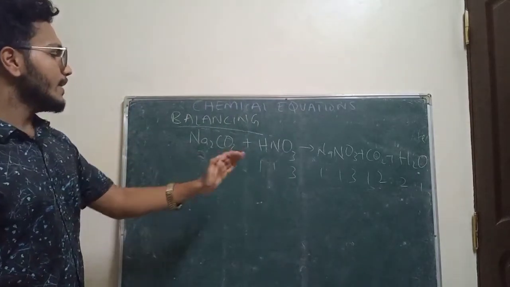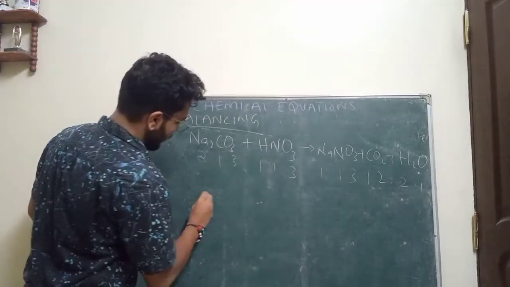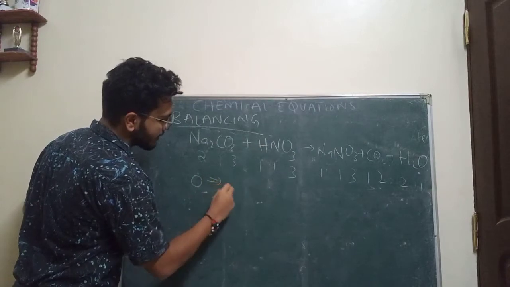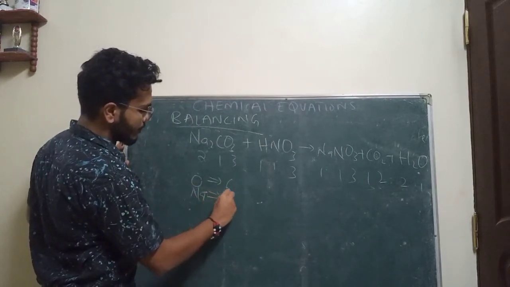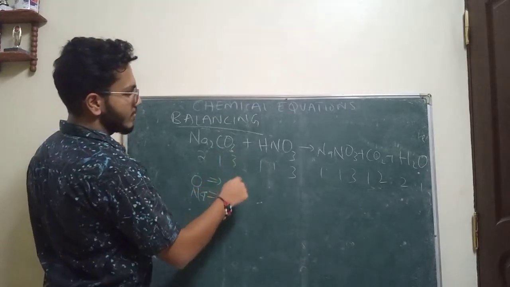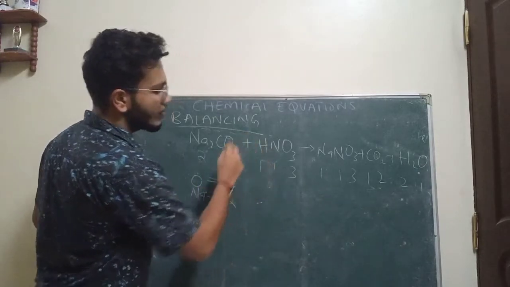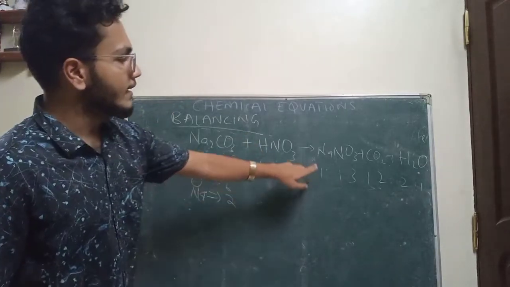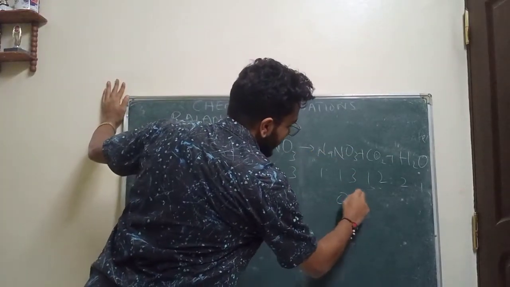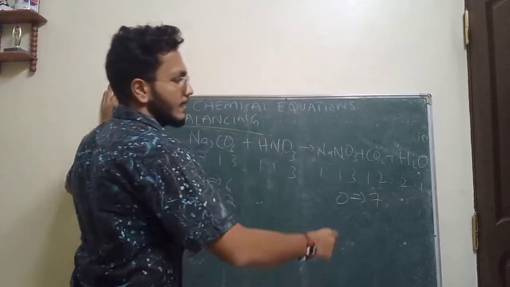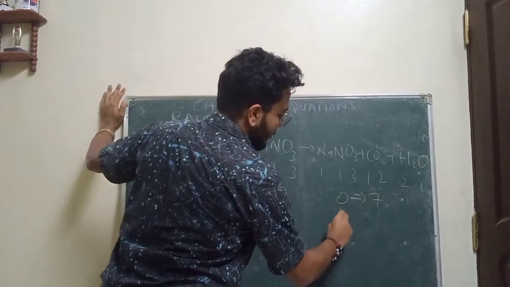So if you add, there are 6 oxygen. Oxygen are 6 on the reactant side. Sodium are 2. Carbon is 1, nitrogen 1, hydrogen 1. If you add here, oxygen are 7 on this side. Oxygen are 7 and hydrogen are 2.